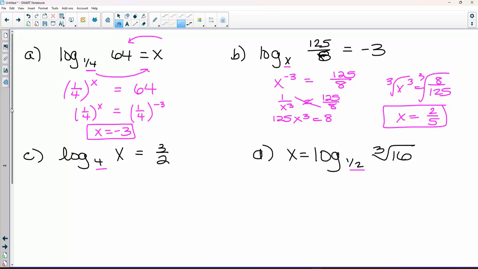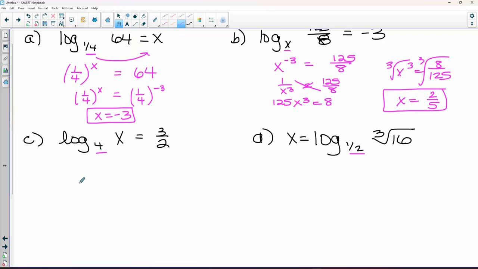Okay, C. How do I write it as an exponential? For the 3/2, you could put it in your calculator. It's just saying the square root of 4 to the third. What's the square root of 4? 2, and 2 to the third?